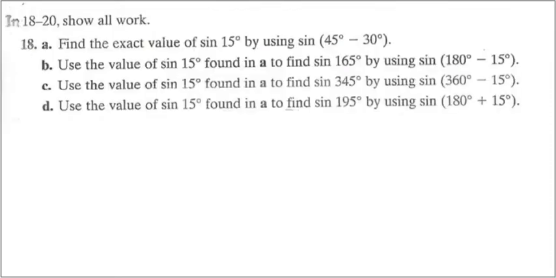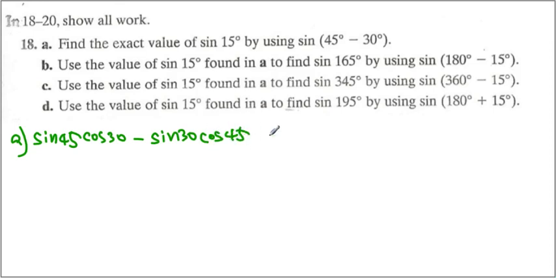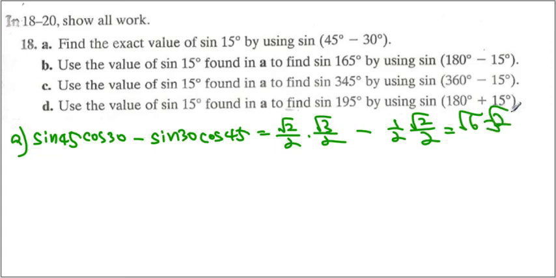Now, we've got to do it this way. In case of sine of A, what we end up getting is sine of 45 times cosine of 30 minus sine of 30 and cosine of 45. How do you calculate this one? Then this becomes radical 2 over 2 times radical 3 over 2 minus, here we end up getting 1/2 times radical 2 over 2, which is equal to radical 6 minus radical 2 divided by 4. That becomes our answer.